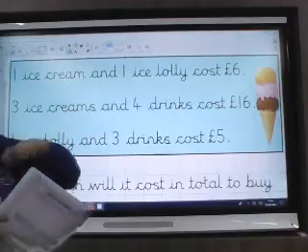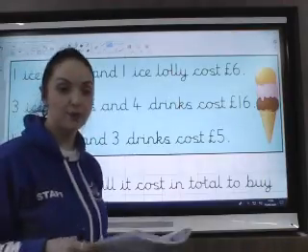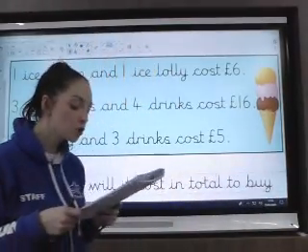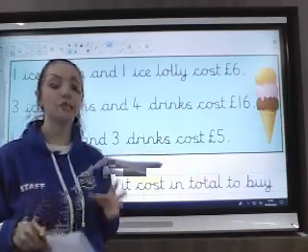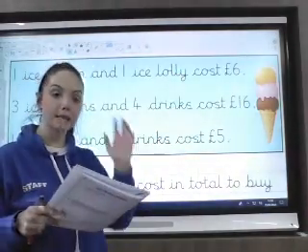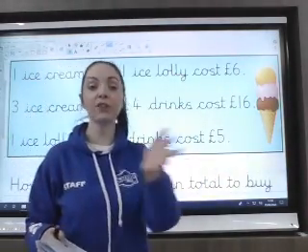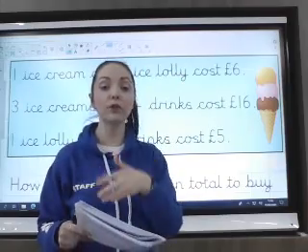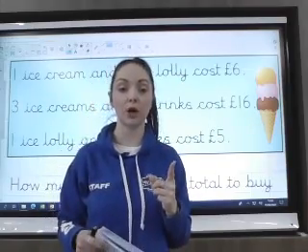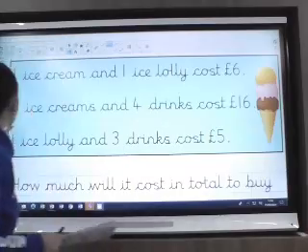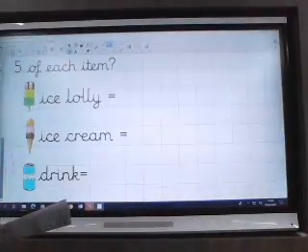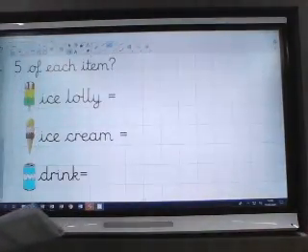1 ice lolly and 3 drinks cost £5. Okay, so it says, how much will it cost in total to buy 5 of each item? So before you can even think about working that out, you've got to work out how much one of each item costs. Okay, so I've written it out like this, where I've got ice lolly, ice cream, and a drink.